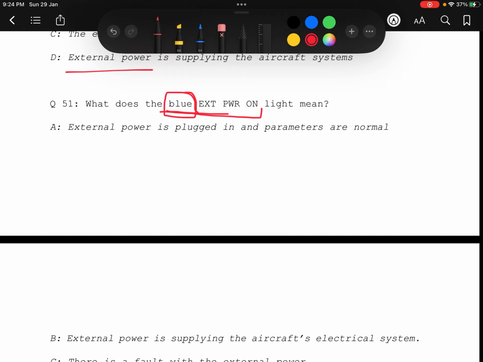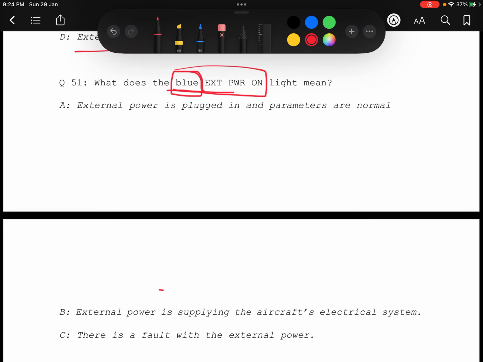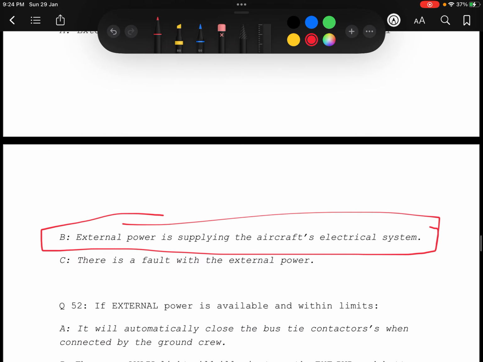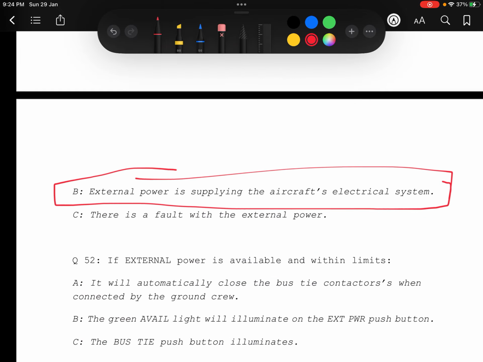So if it is for external power, does it mean external power is plugged in and all parameters are normal? No, it is external power supplying the aircraft's electrical system. It is supplying, but it is totally normal, and after some time flight crew will disconnect it. It means that this is not going to be for the whole flight, right? Okay, question number 51 done.